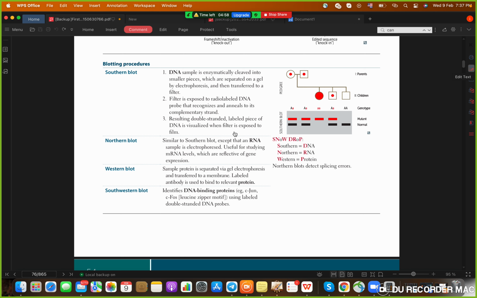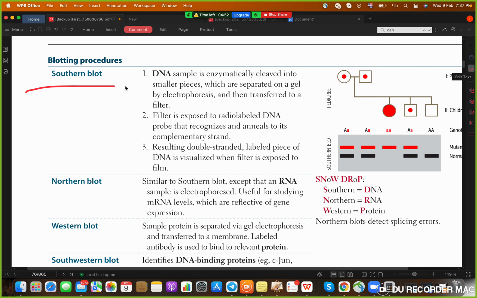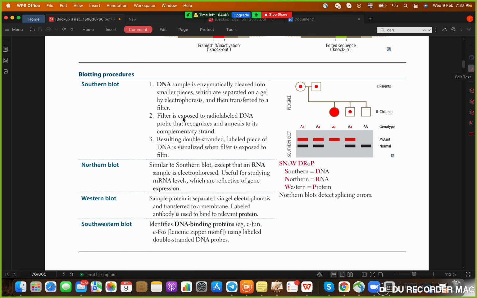So, okay, sounds interesting. What about these? Southern blot helps us detect the DNA inside of our body. Most of the time, the questions are straightforward. Just memorize this mnemonic and you will get it. We'll explain how we do it, but this is mostly how they ask the question.